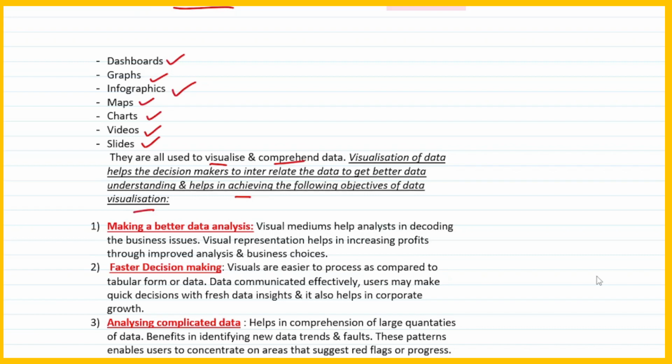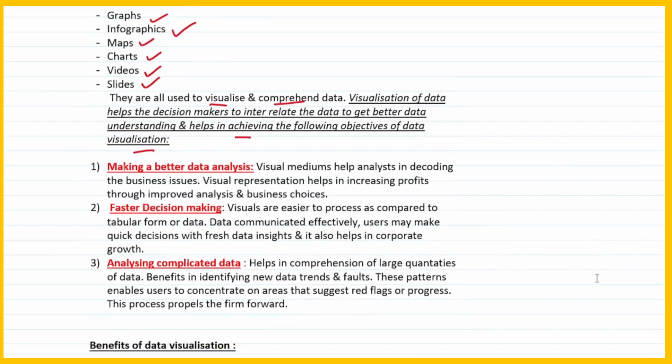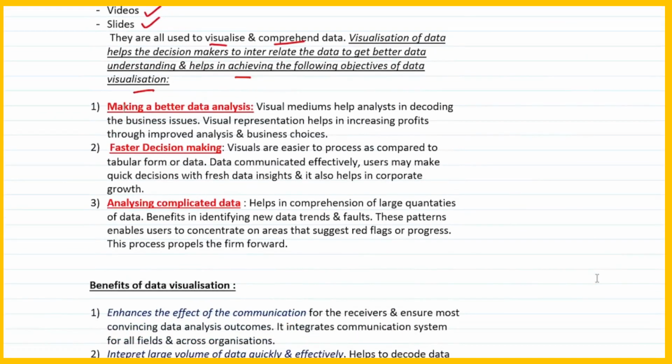So how does visualization of data help? Visualization of data basically helps the decision makers. How does it help them? It can help them to interrelate the data to get better data understanding. First of all, they can understand the data better, and it helps in achieving the following objectives of data visualization. Now, what are the basic objectives of data visualization? There are only three. First is making a better data analysis.